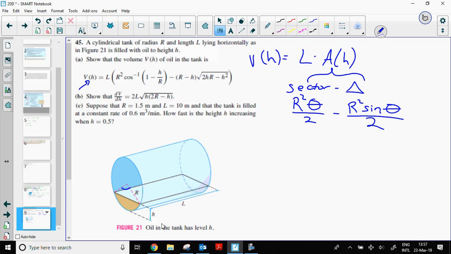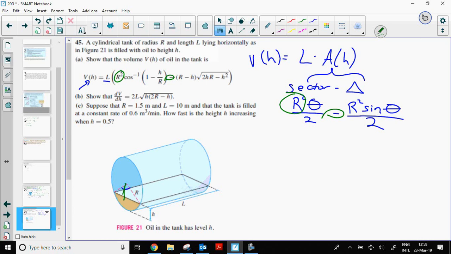Now, it's starting to look like this expression for V of h that we're supposed to find. We've got L times some stuff, and that stuff does have a difference happening in it, and we even got an r squared in the first term, so that's cool. But now we need to justify that the rest of these expressions are equal, and we're going to do that by taking a look at this triangle here.